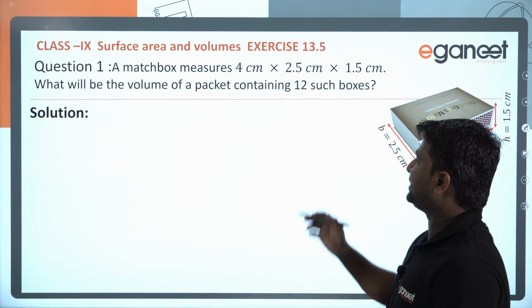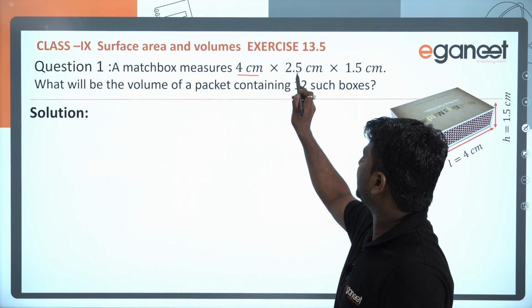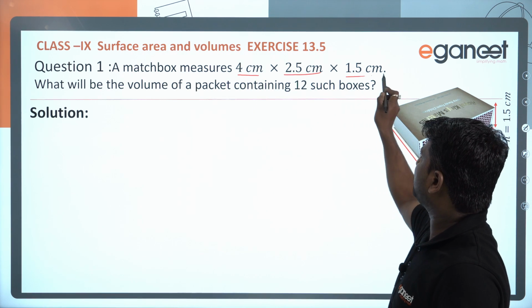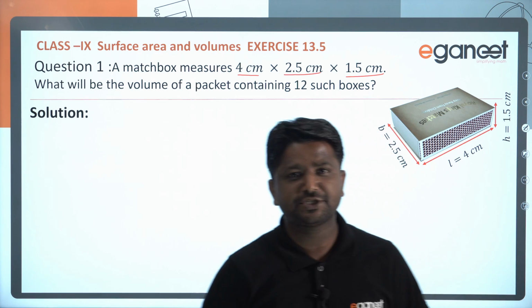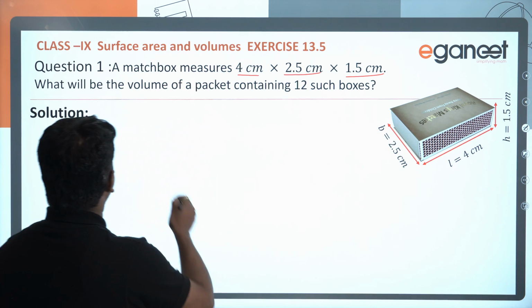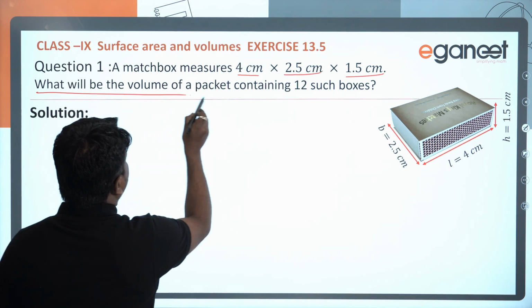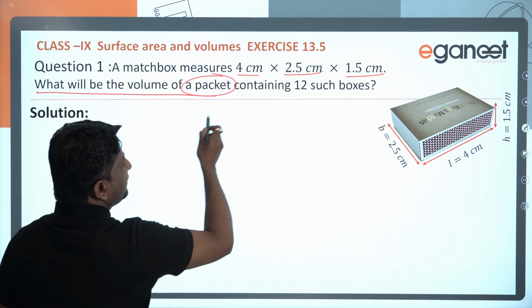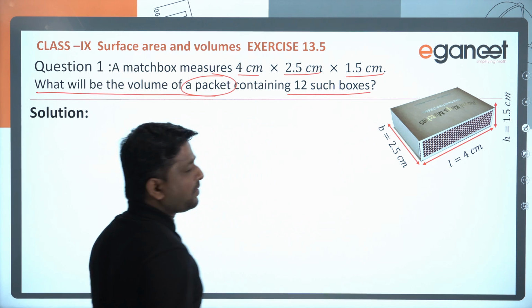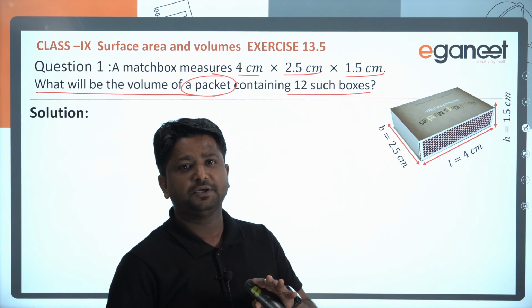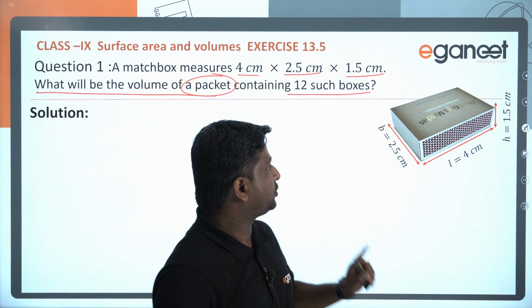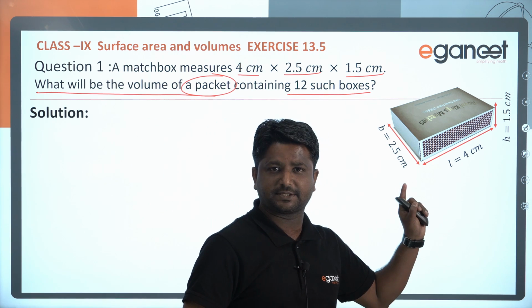A matchbox measures 4 cm by 2.5 cm by 1.5 cm. Obviously, these are the dimensions of a matchbox. What will be the volume of a packet which contains 12 such boxes? We have to find the volume of the packet which contains 12 such boxes, right?